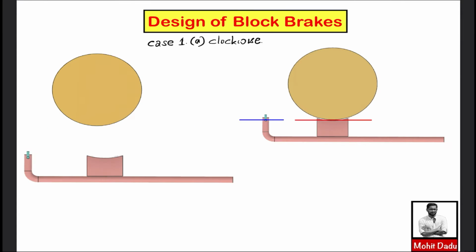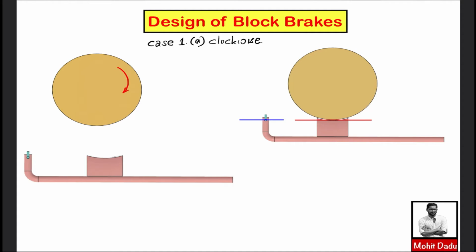So we'll be analyzing the first case. Analyzing means you have to draw the free body diagram and calculate the frictional torque or the frictional force in relation to the applied force, and I will be showing all the equations at the end of the data book also. So here, suppose case 1 and the sub-case is the drum rotating in the clockwise direction. That means the drum is rotating in this clockwise direction.